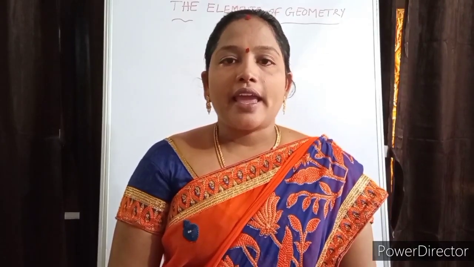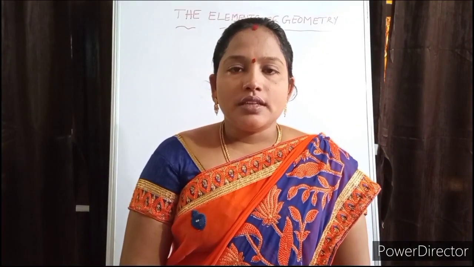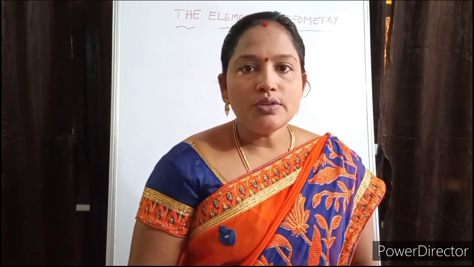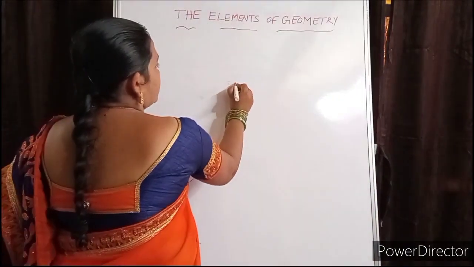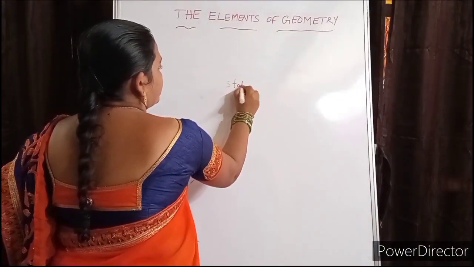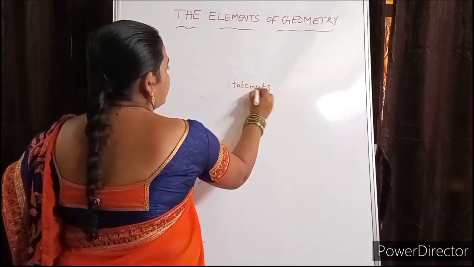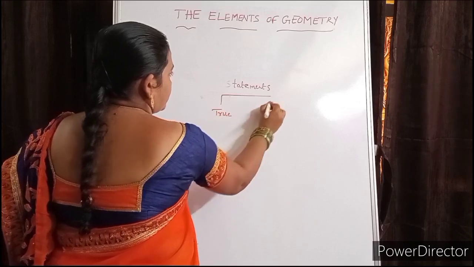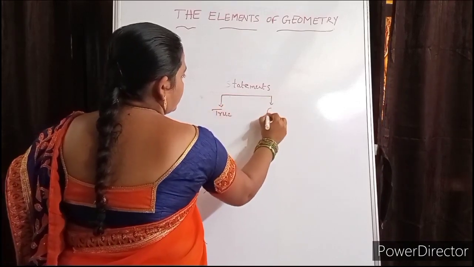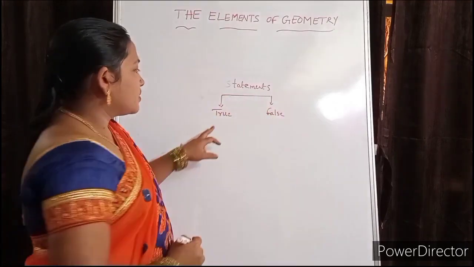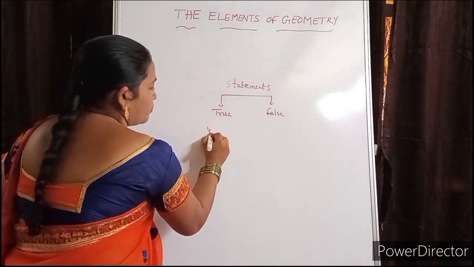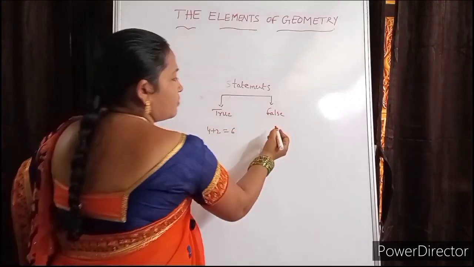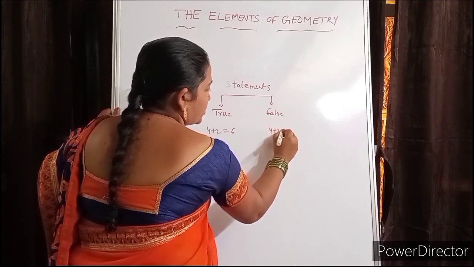Next, axioms. In mathematics, statements are of two types: true and false. For example, 4 plus 2 is equal to 6. This is true. 4 plus 2 is equal to 8 is false.